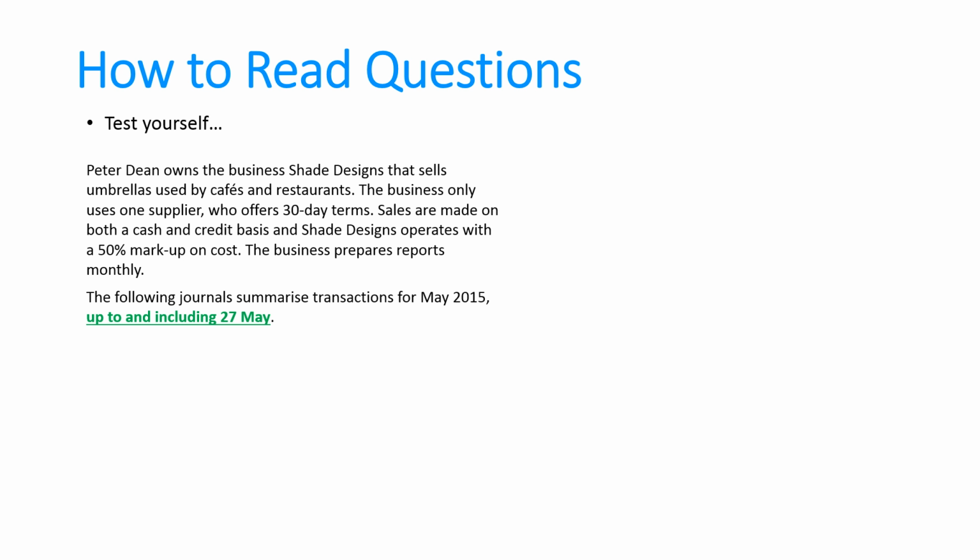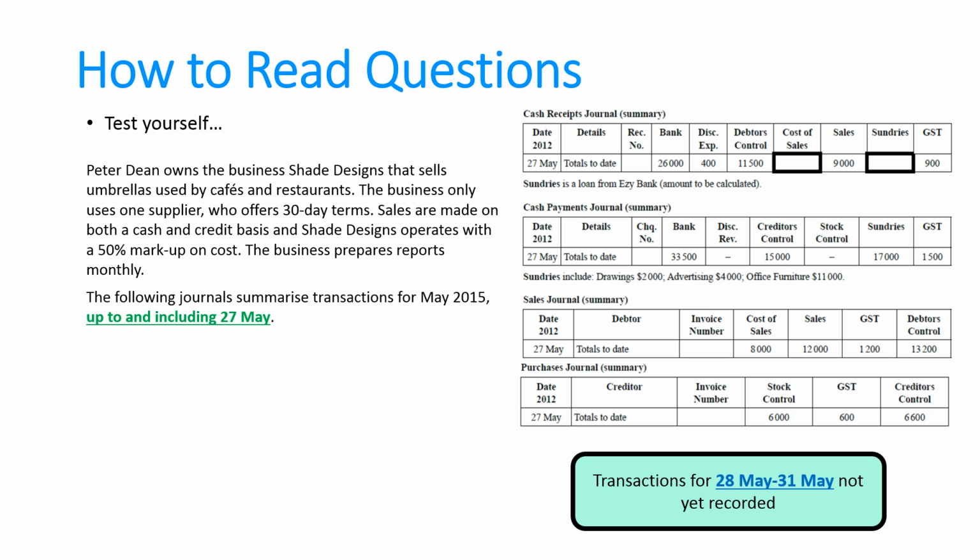Lastly, it says all the journals have been prepared up to the 27th of May. So I'll need to go and find or record, presumably, the transactions from the 28th of May to the 31st because they haven't been done. And you can actually see that. Usually when you get given journals, you have the last day of the period and then it just says totals. This doesn't. It has the 27th of May and it says totals to date, which is very important.